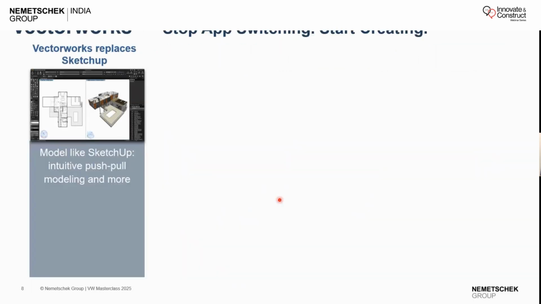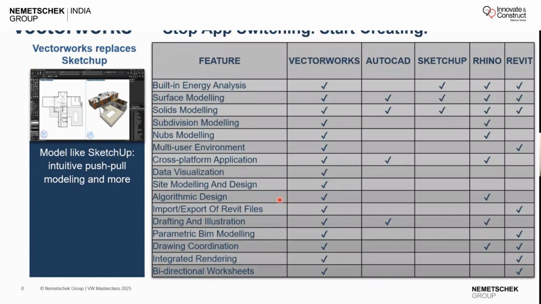It also has advanced push and pull, like SketchUp's quick tool modeling, as well as collaborative, more intuitive platforms which you can build on further. So in one software it has included all the features. Name it all: built-in analysis, surface modeling, solid modeling, NURBS curve modeling, even data visualization, algorithmic modeling, import and export of Revit files, drafting, illustration, integrated renderings, and bi-directional worksheets.